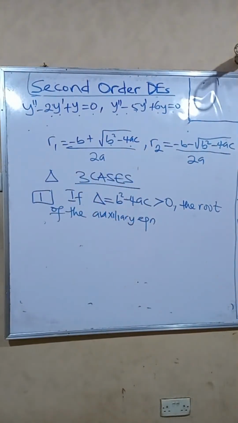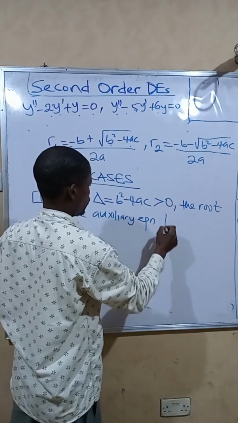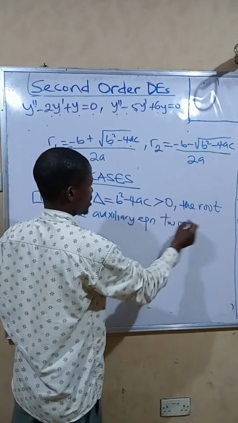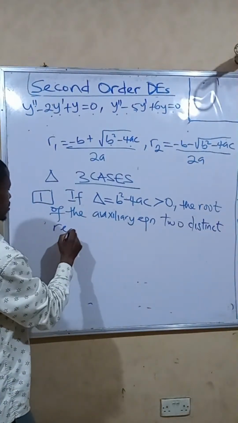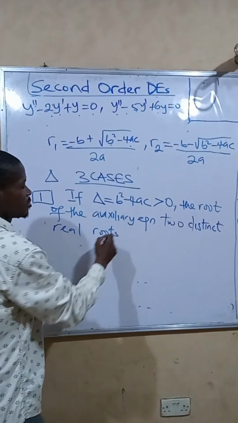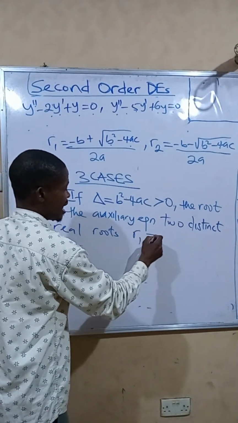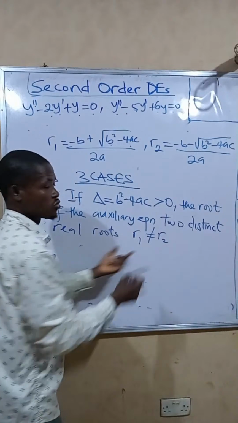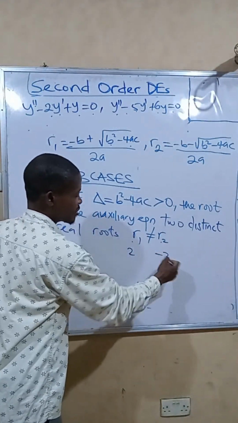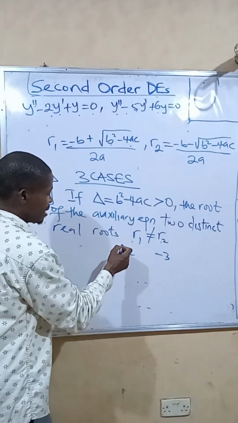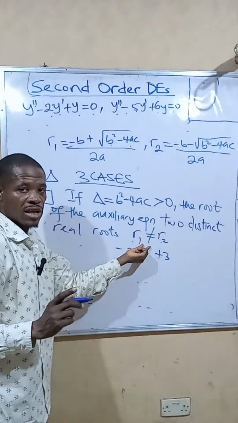So that's the case of two distinct real roots. That means your r1 and r2 are not equal to each other. For example, if this is a 2, this can be minus 3. If this is a negative, this can be plus. They are not equal to each other.